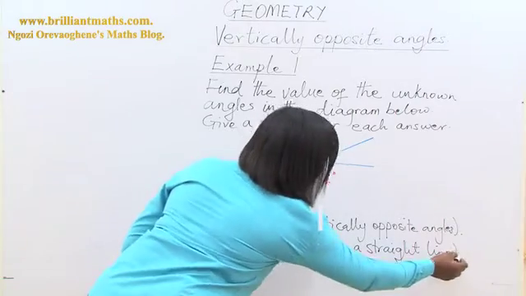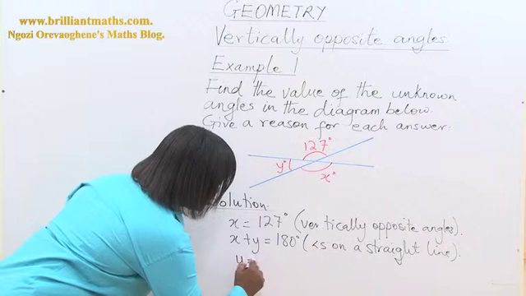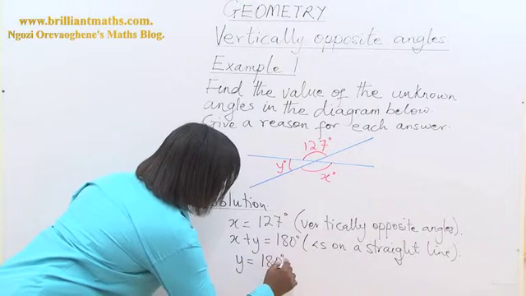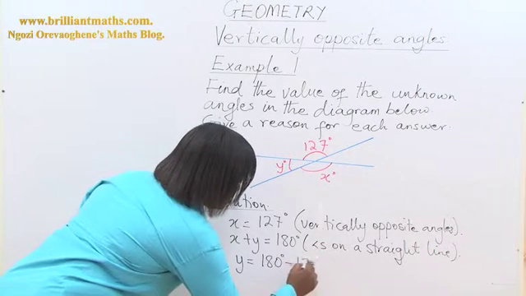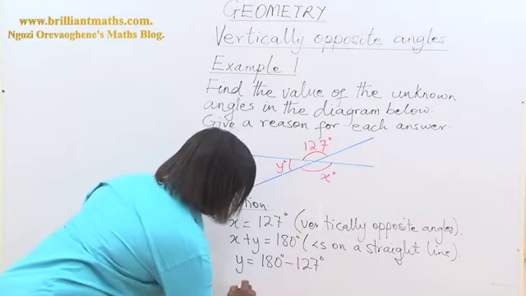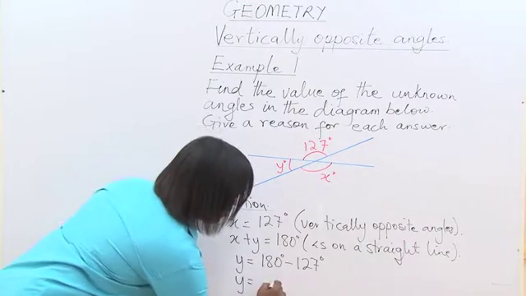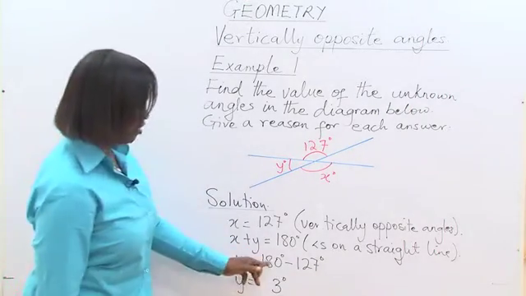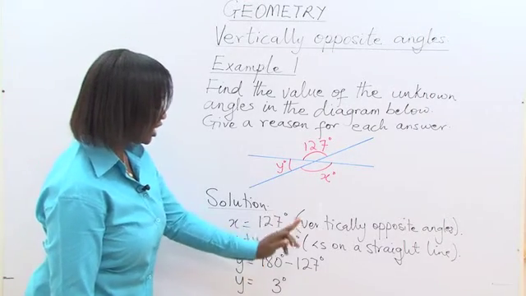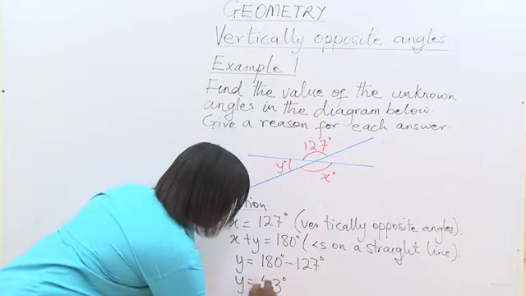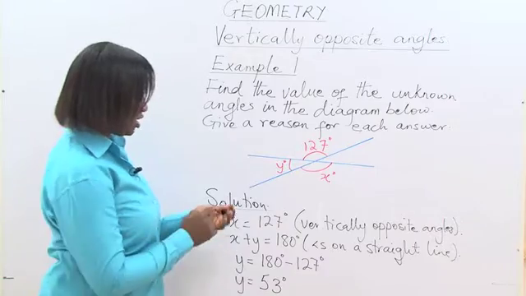Angles on a straight line add up to 180 degrees. So y is equal to 180 degrees minus x, which is 127. Therefore, y is equal to 180 take away 127. 10 take away 7, we have a 3. We have borrowed 1 from 8, so we are left with a 7. 7 take away 2, we have a 5. So angle y is equal to 53 degrees.